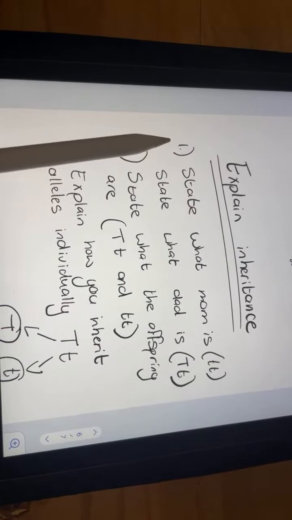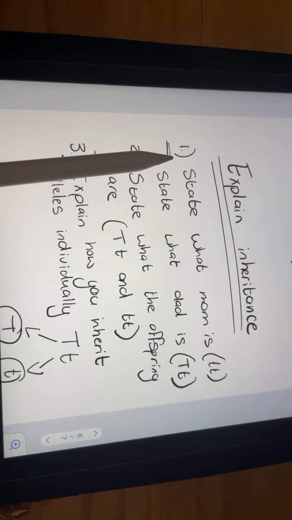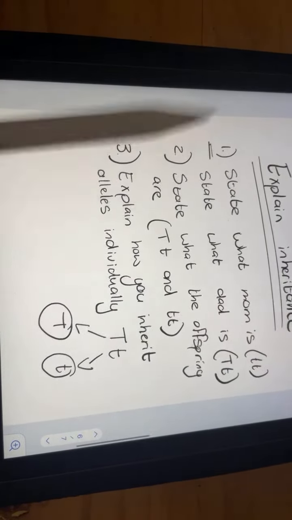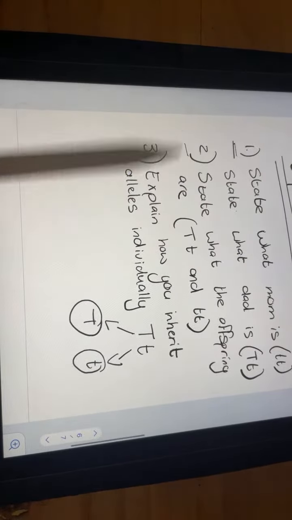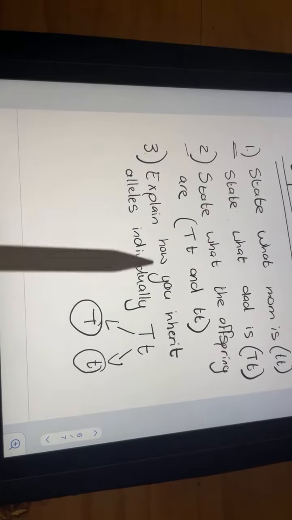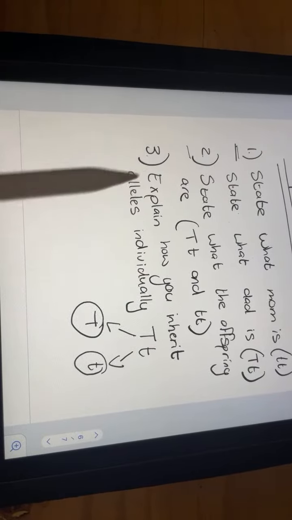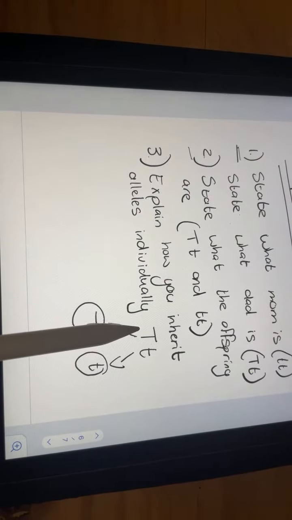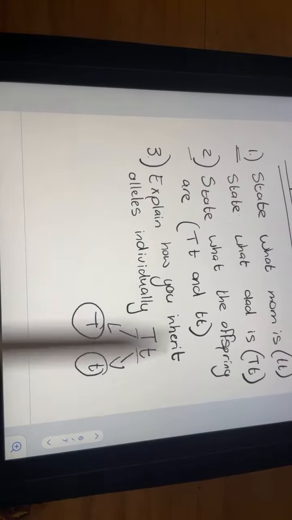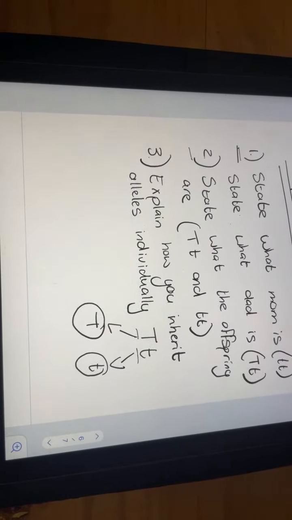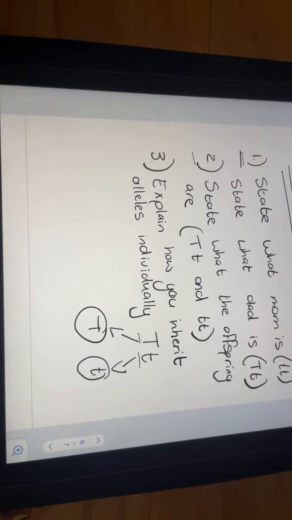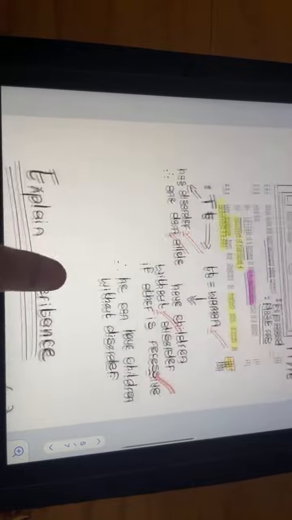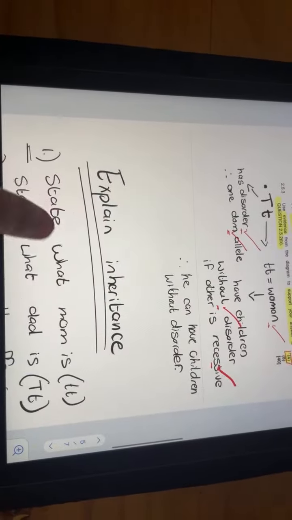You're going to say what the mom is, say what the dad is. Then you're going to say what the offspring is. Then you're going to say, well, this is because when you inherit your alleles, you inherit 1 allele from each parent, and therefore individual X can only be homozygous dominant, heterozygous, whatever it may be, whatever they're looking for. So like in this one, they're looking for what dad is. Okay.